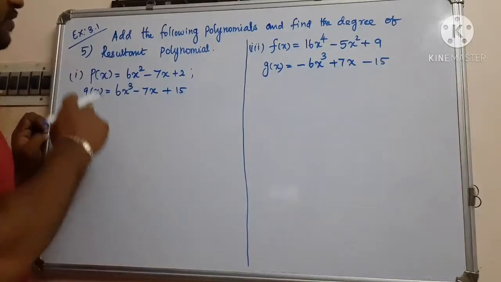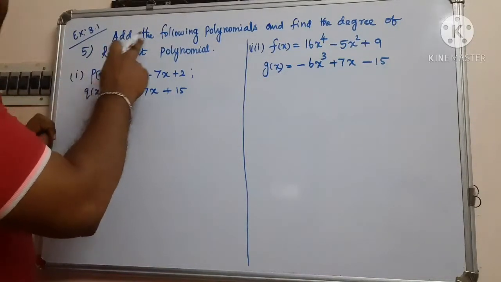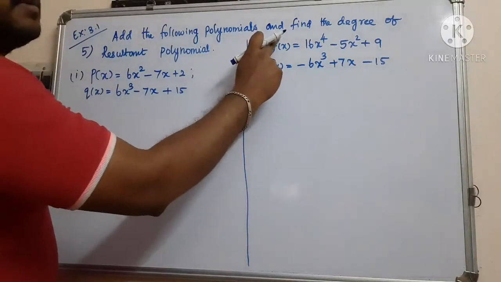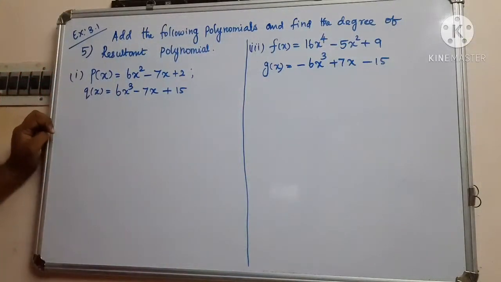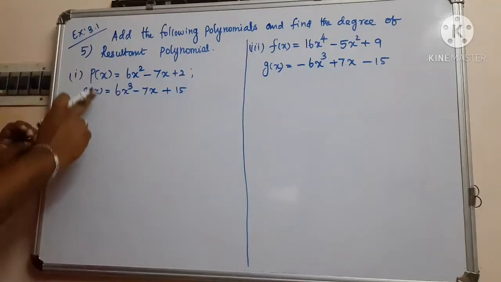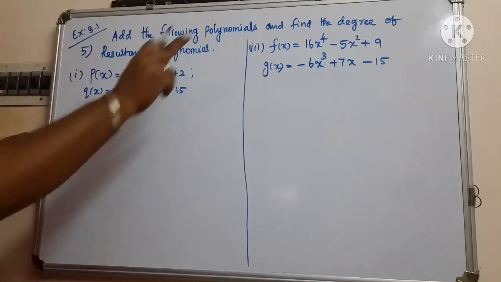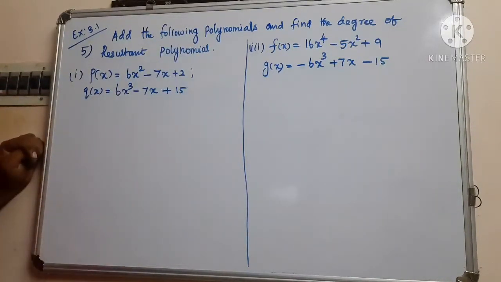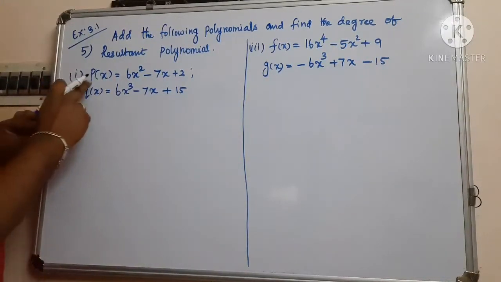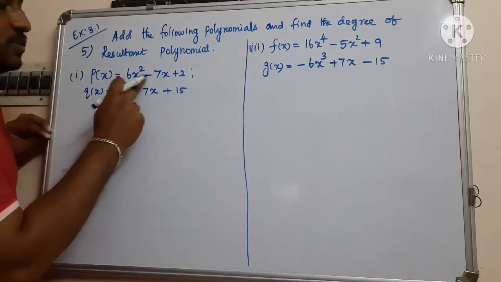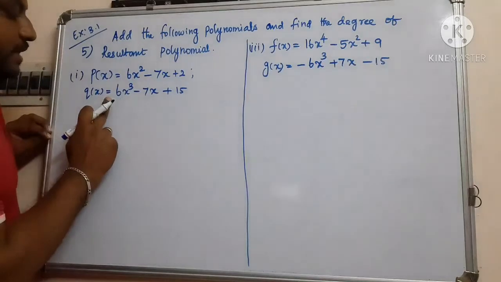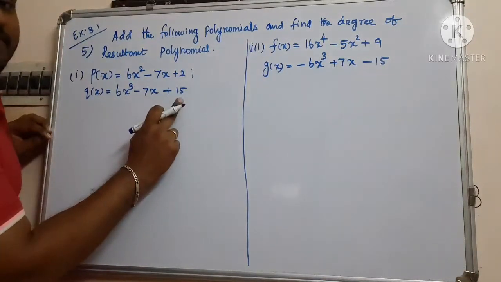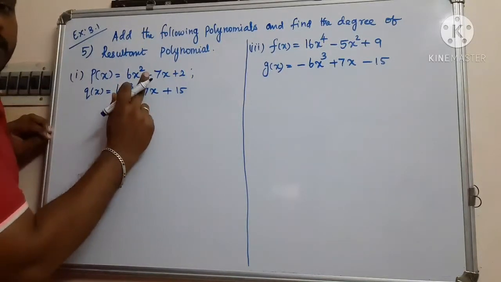Now we move on to the fifth question. Add the following polynomials and find the degree of the resultant polynomial. You have to add the given two polynomials and also find the degree of the resultant, which means the degree of the final answer. Okay, so the first question: p of x is equal to 6x square minus 7x plus 2, and the second polynomial, q of x, is equal to 6x cube minus 7x plus 15. You have to add these two polynomials.